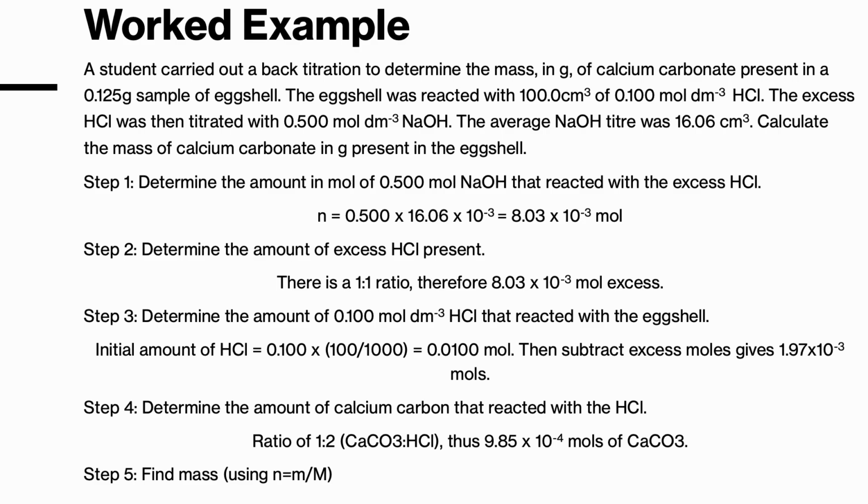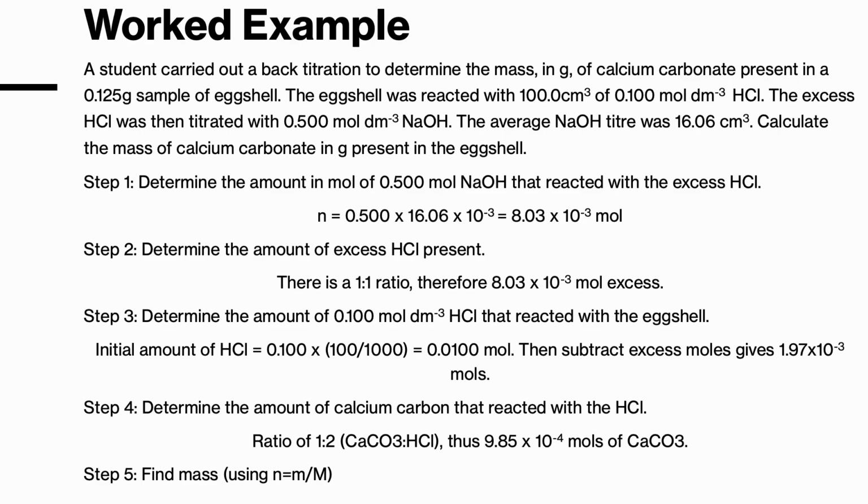Looking at a worked example, a student carried out a back titration to determine the mass in grams of calcium carbonate present in a 0.125 gram sample of eggshell. The eggshell was reacted with 100 centimeters cubed of 0.1 moles per dm cubed hydrochloric acid, and the excess HCl was then titrated with 0.500 moles per dm cubed of sodium hydroxide. The average sodium hydroxide titer was 16.06 centimeters cubed, and we are asked to calculate the mass of calcium carbonate in grams present in the eggshell.